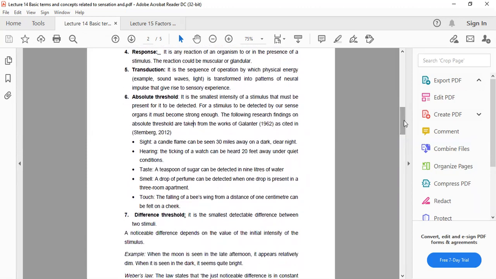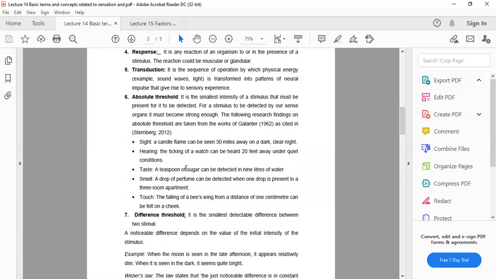Under transduction, we're looking at what they call threshold, which is the amount of intensity of a stimulus which can be detected. But among thresholds, there are two different thresholds that we may look at along the lines of sensation and perception. The first is the smallest intensity of a stimulus that must be present for it to be detected. That's the absolute threshold: the smallest intensity of a stimulus, or the lowest volume of a sound that you can detect. For a stimulus to be detected by our sense organs it must become strong enough.